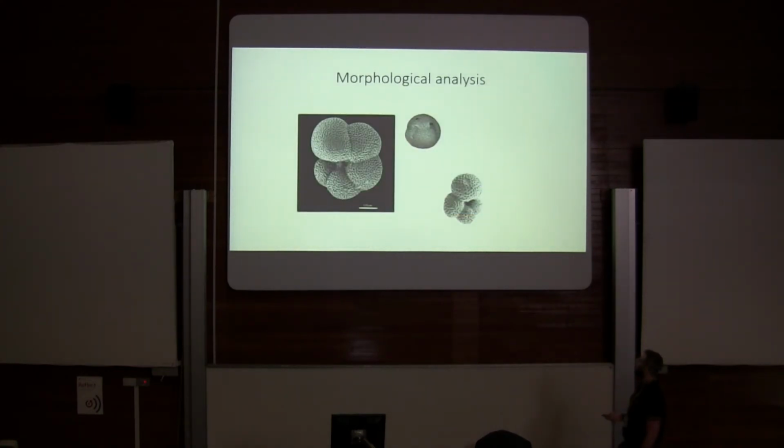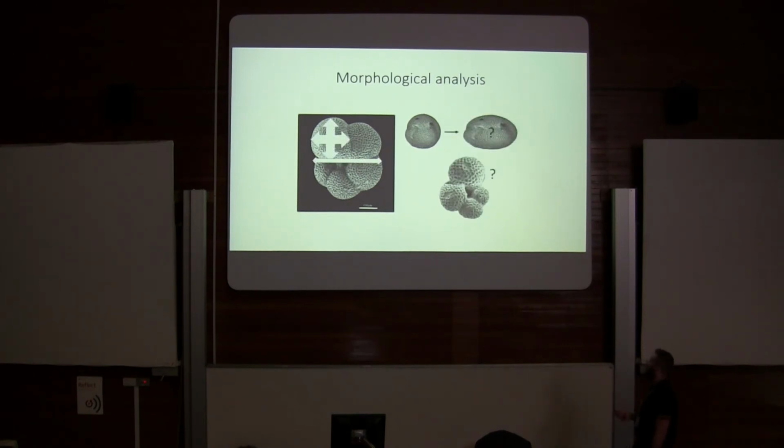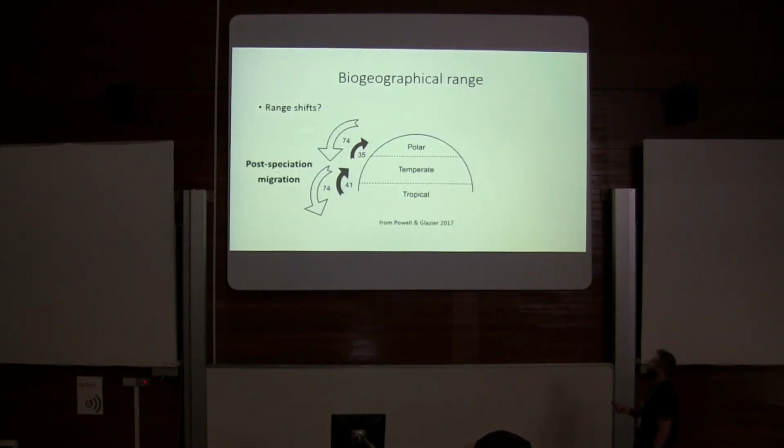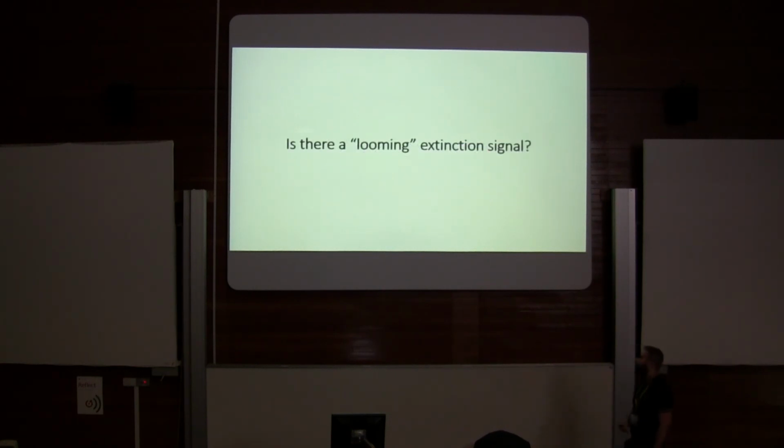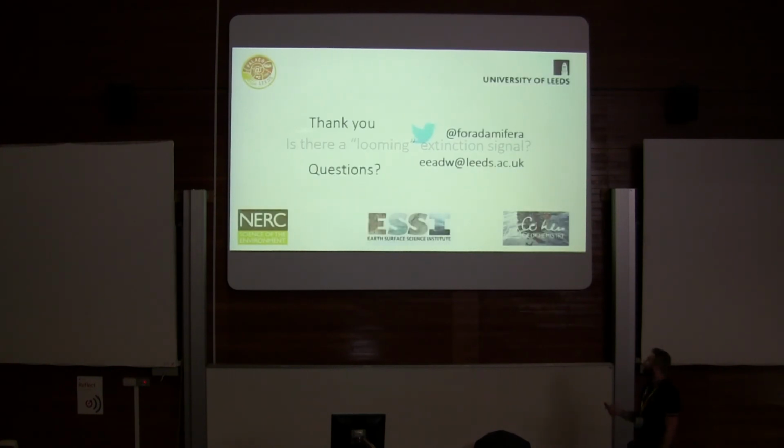And then also morphological analysis using a morphometric program to look at changes in general dimensions, sphericity, and possible addition or loss of chambers within these terminal branches. And then finally, biogeographical range analysis, where we know that after speciation we do get general migration towards the tropics, but we want to determine whether or not there's a consistent migration prior to extinction, and then combine these hypotheses together and see if there's a ubiquitous signal throughout the Neogene before extinction occurs. Thank you.